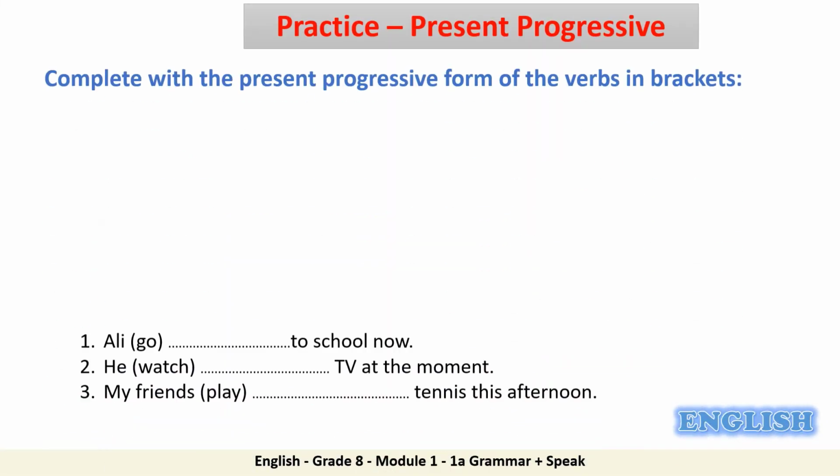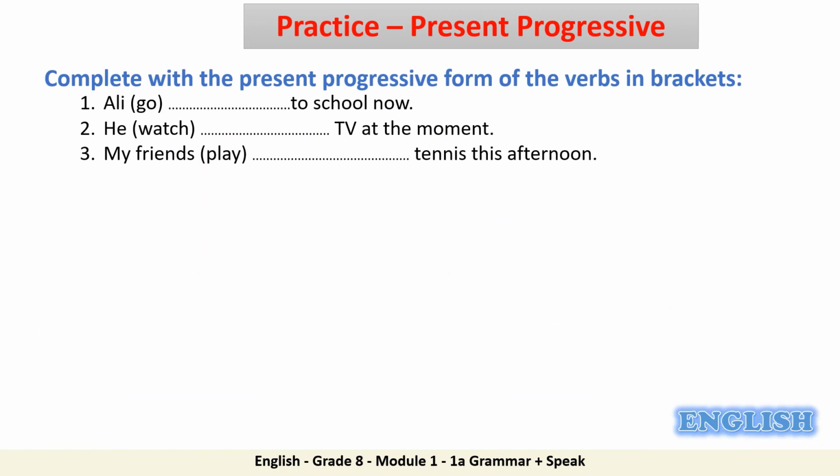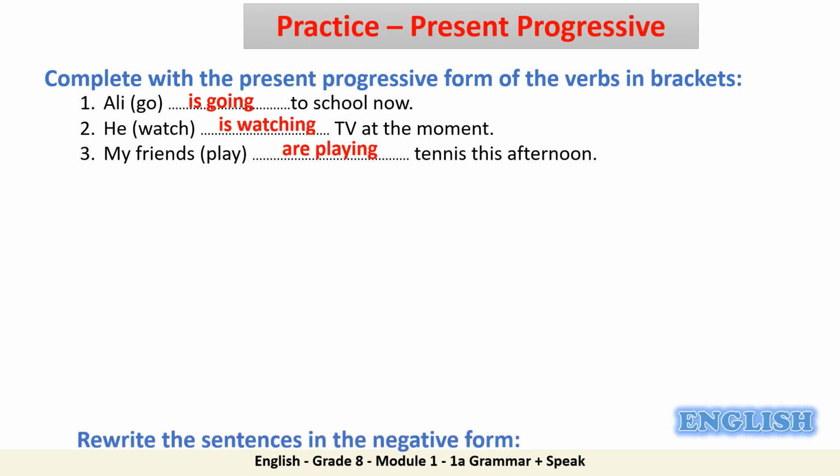To practice more in present progressive, the same thing. Complete with the present progressive form of the verbs in brackets and get back to me. Alright, first one, Ali is going to school now. He is watching TV at the moment. My friends are playing tennis this afternoon.